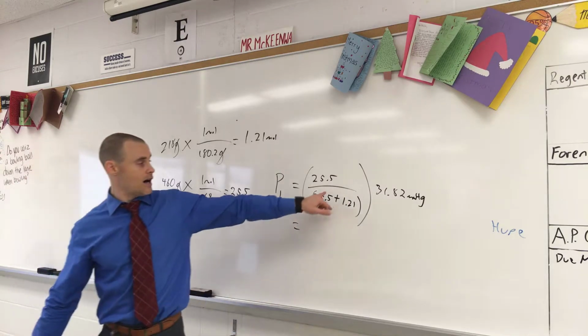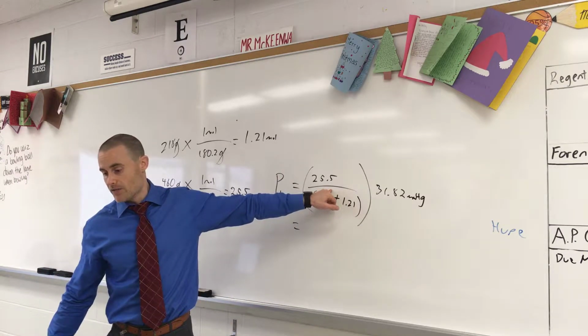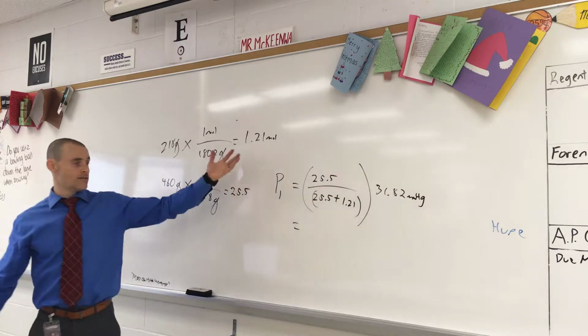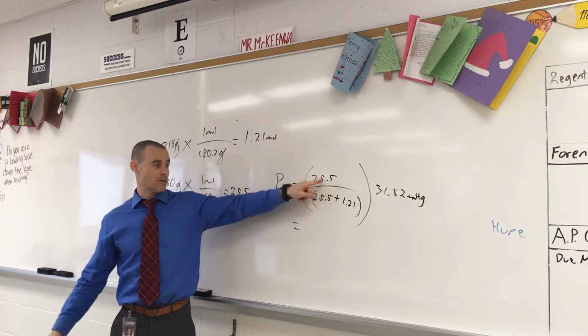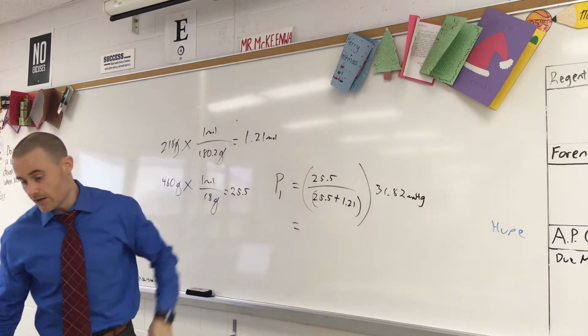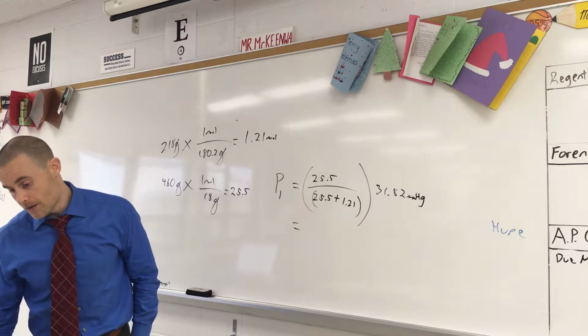And when you do that, you get 0.955, which makes sense. Most of this is water, right? So your mole fraction for water should be really high. 0.955, again, that makes sense. 30.4.